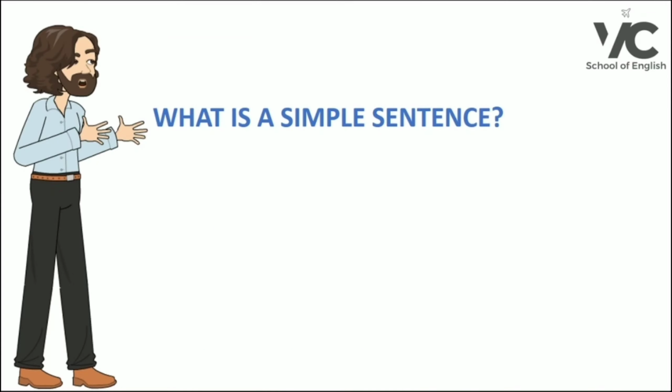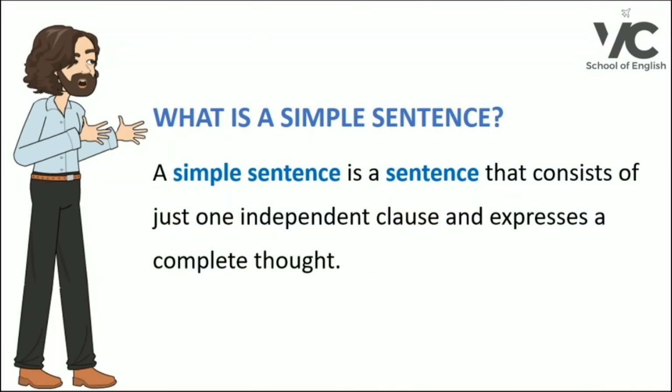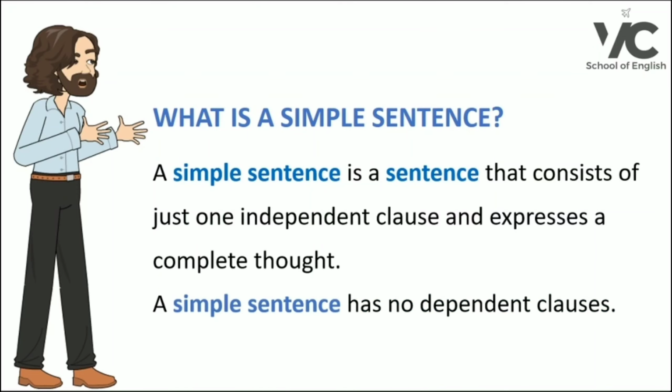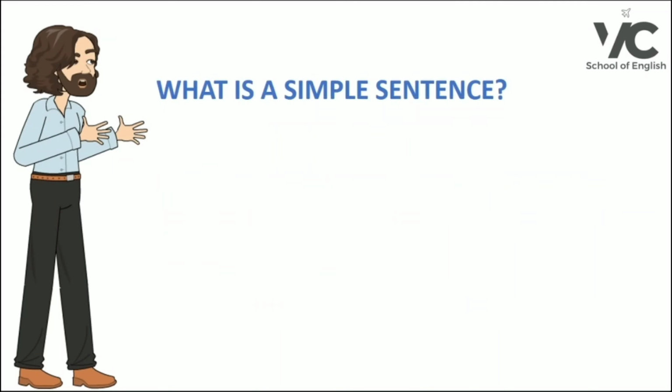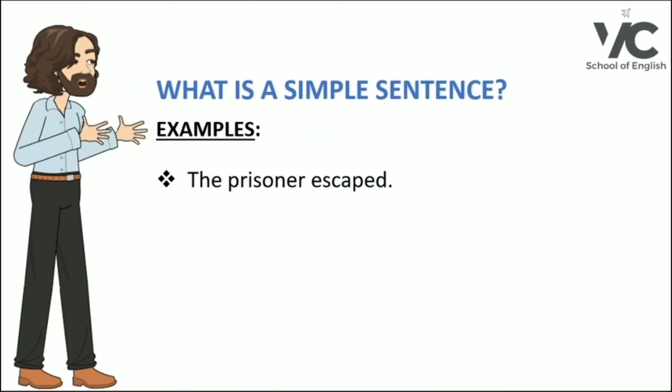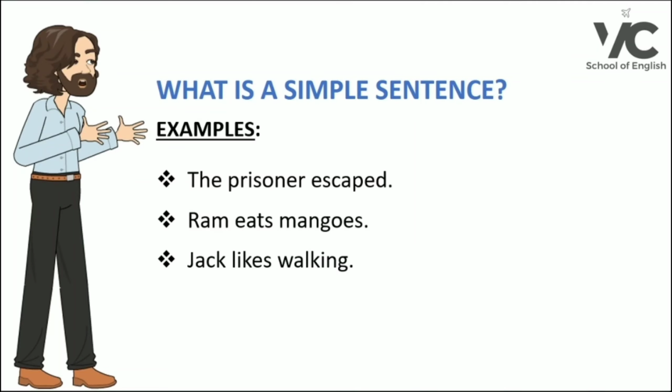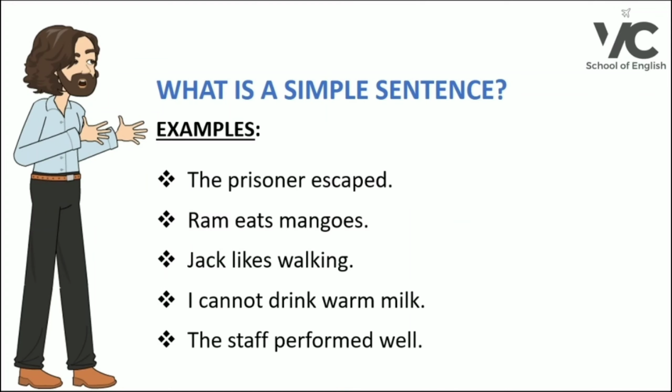The first category of sentence structure is simple sentence. A simple sentence is a sentence that consists of just one independent clause and expresses a complete thought. A simple sentence has no dependent clauses. Here are some examples. The prisoner escaped. Ram eats mangoes. Jack likes walking. I cannot drink warm milk. The staff performed well.